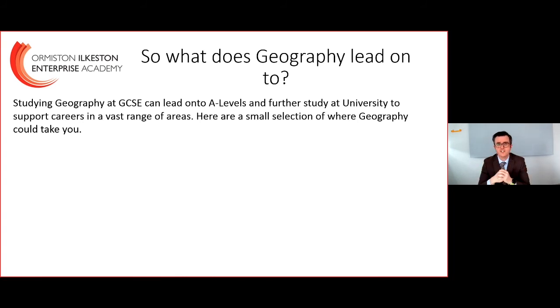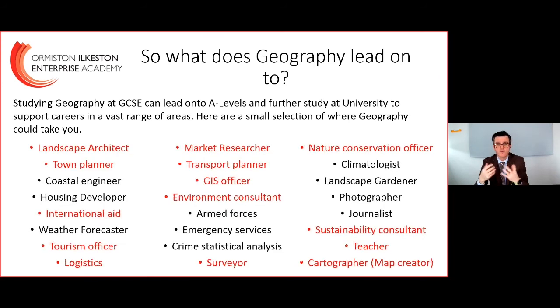So you pick geography at GCSE, where does that lead on to? Well, the next natural step after GCSE is A-levels, and then further study at university, either human geography or physical geography, or an aspect of a course linked to geography and geographical thinking. So on the screen, you've got a whole load of different careers, very, very diverse. The obvious one will be a geography teacher, but we know that not everybody wants to become a geography teacher.